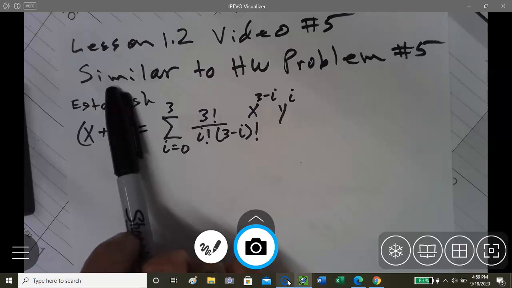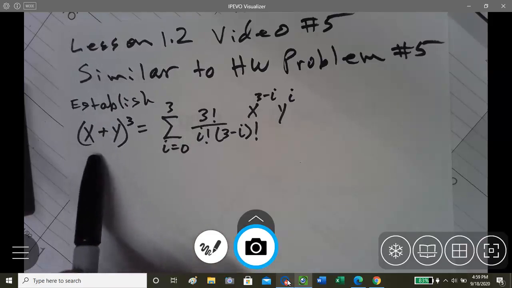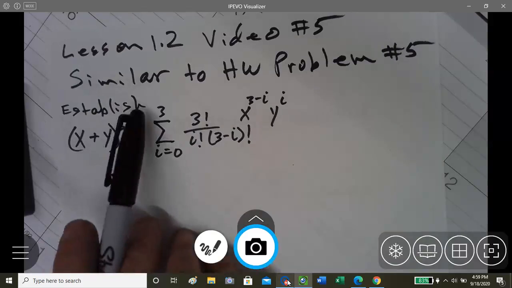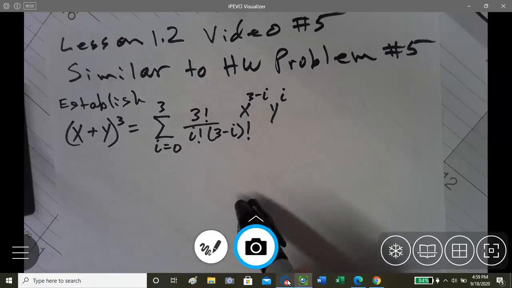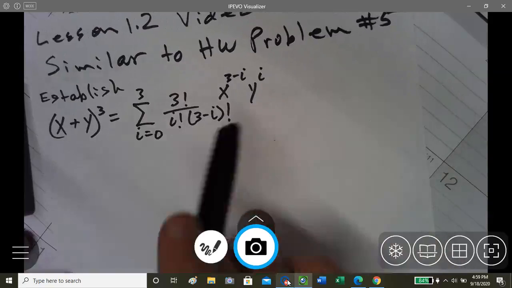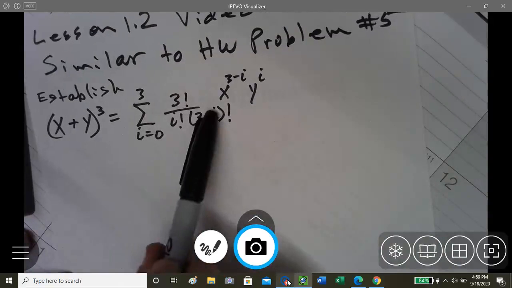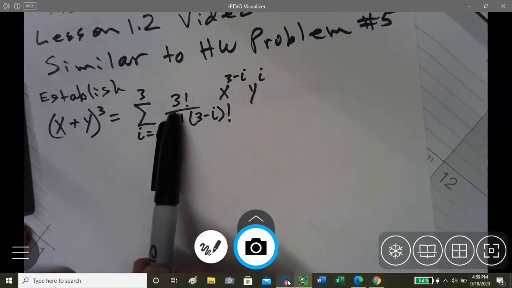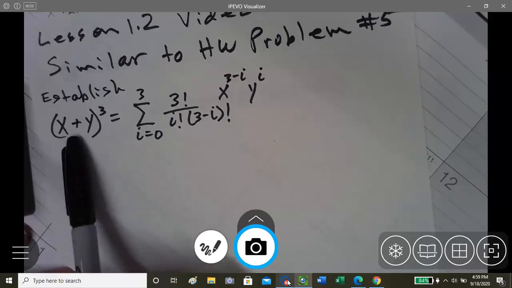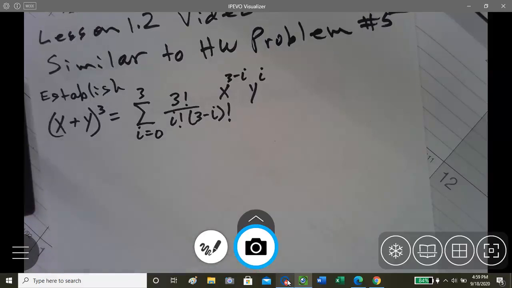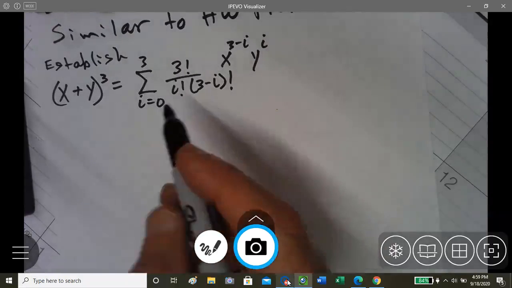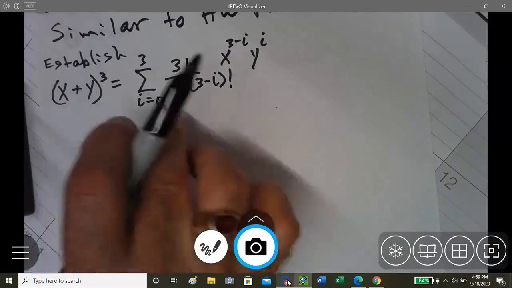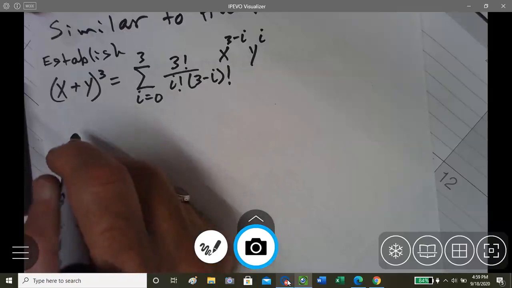This will be similar to one of the homework problems, problem 5, but instead of A and B we're using X and Y, and instead of 4 we're using 3. We want to see if, when we work this out, it comes out to be what we get if we expanded this. Let's see if that works. When we establish something, it's similar to a proof, but not as formal. We're just trying to show that these two really are equal by working them out.